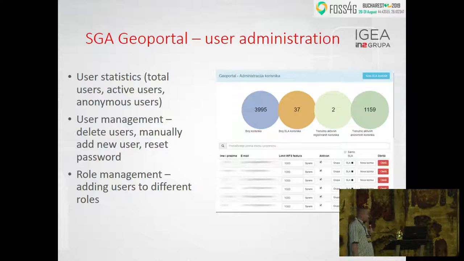Something about user administration. It's a backend, an administration application for the administrator of the GeoPortal. Here he can see some statistics about total users, about registered users, about how many concurrent users there are now on the system, how many registered users are using it, and so on. Administrator can delete users manually, add a new user, reset a password if for some reason the user cannot reset it on their own. And also he can add the user to a different role.